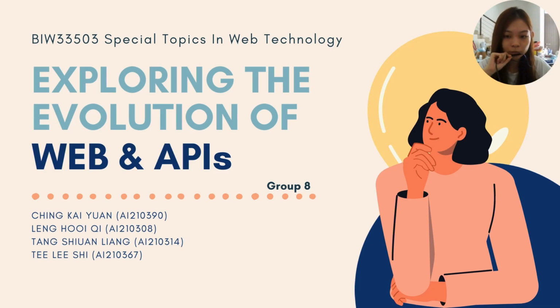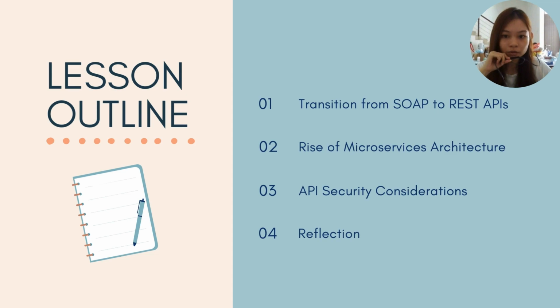So today's presentation will help you explore the evolution of the web and APIs. Let's briefly outline what we will cover in today's presentation. First, we'll discuss the transition from SOAP to REST APIs, then explore the rise of microservices architecture. Following that, we'll delve into the API security considerations before wrapping up with some reflections.